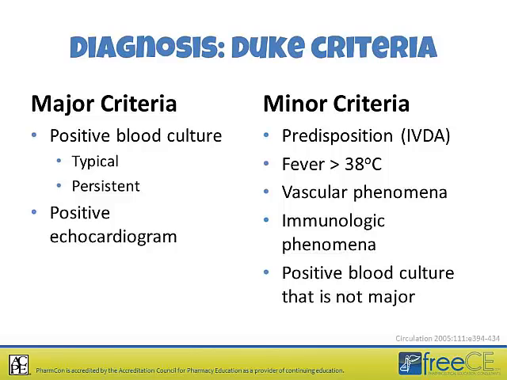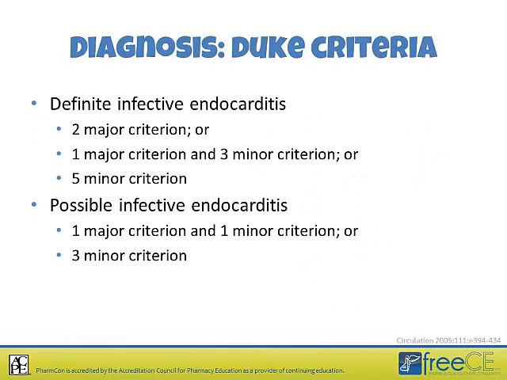Your minor criteria include that the patient has a predisposition, such as intravenous drug abuse. They have a fever over 38 degrees Celsius, so they've got a fever. They have some sort of vascular phenomena, as we've talked about in our slide where we went over specifically the splinter hemorrhages, the Janeway lesions, and the Osler nodes. They have some immunologic phenomena, or they have a positive blood culture that is not considered part of the major criteria. So then how do you go on to use this?